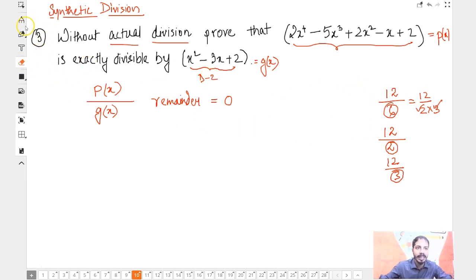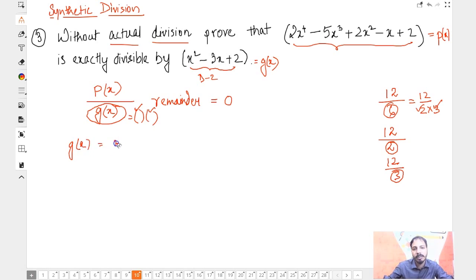What I'm exactly trying to say is, if I can factorize this g of x, which is degree 2, I will get two factors here, right? Now if p of x is divisible by this factor and if p of x is divisible by this factor, both the factors, then p of x should be divisible by both of them multiplied together. That means g of x. Hope you understood this concept. Now what is the first thing that we need to do? You need to factorize g of x.